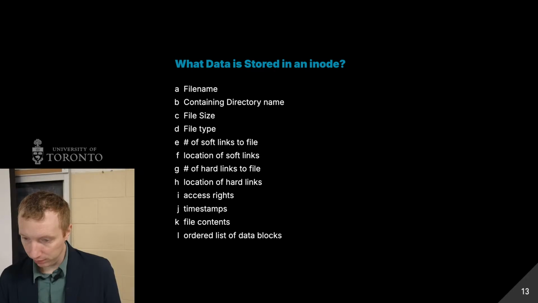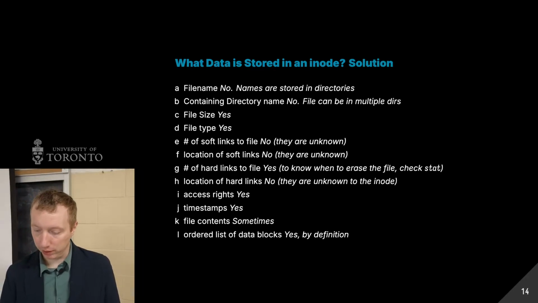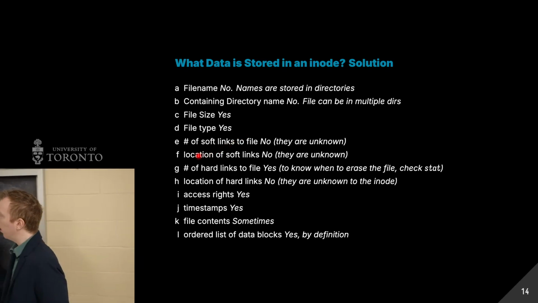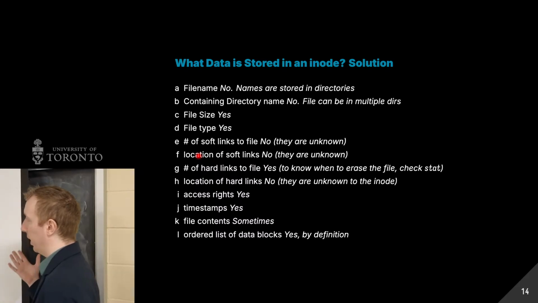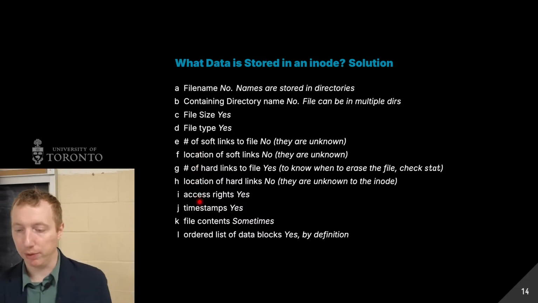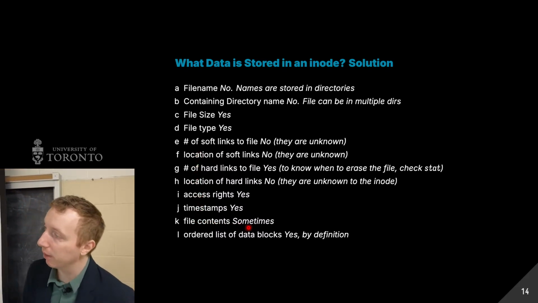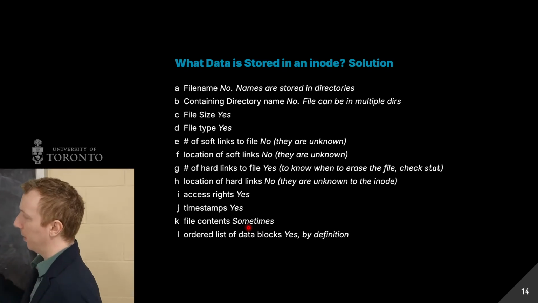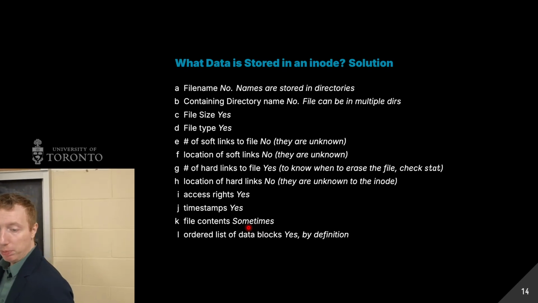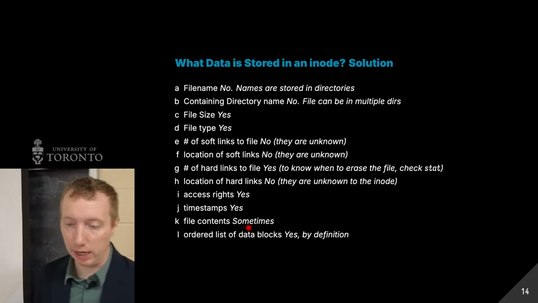So just to make sure that we're not crazy, these are all the answers to them. Again, just what we went through. So the file contents only says sometimes because of that small optimization, and that's only true for symlinks, but again, you'll see it on the lab.